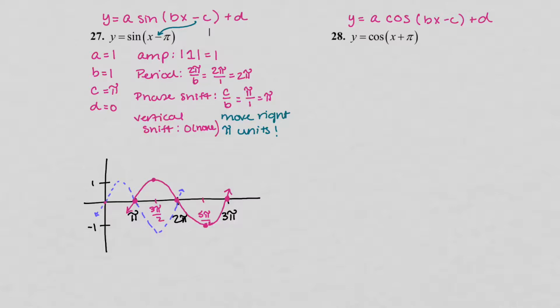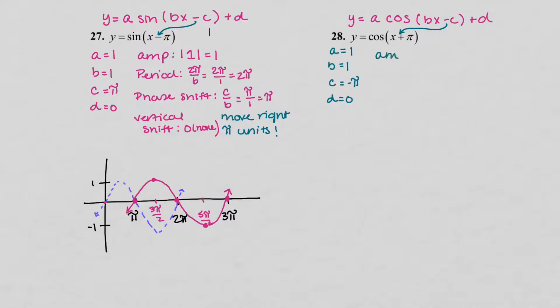All right, let's look at cosine now. And for cosine, again, we're going to identify A, B, C, and D. Our A value is 1 because there's no multiplier in front of the cosine. Our B value is 1 because there's no multiplier in front of x. Our C value, now because this is a plus sign, right, the minus is part of the formula, that's a plus sign. That means that C is -pi. And then D is 0 because we don't have anything being added on the end there.